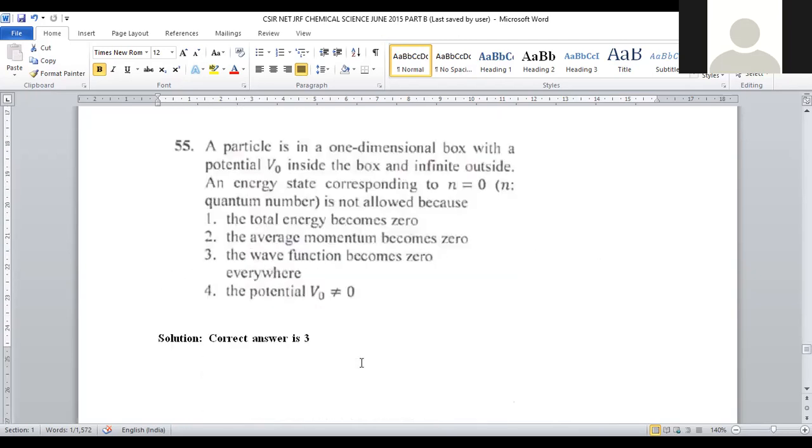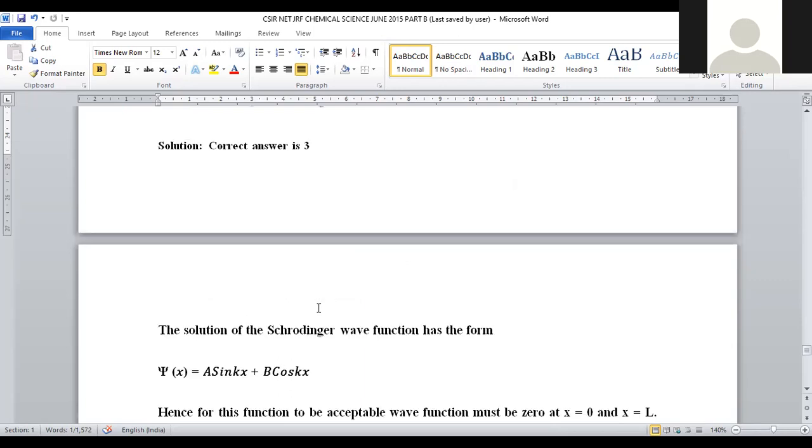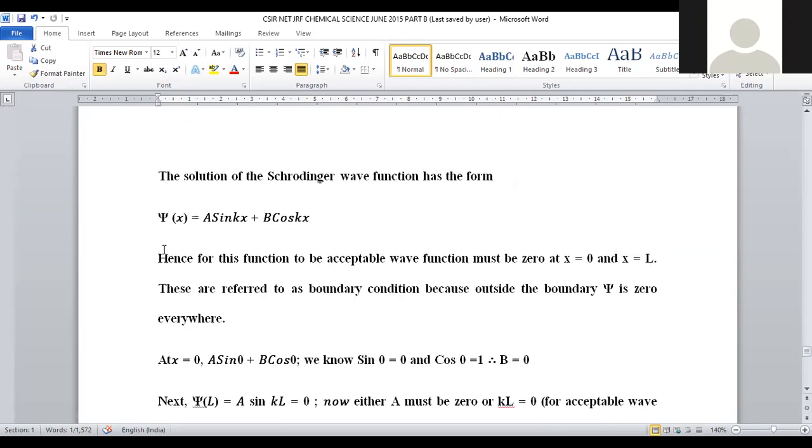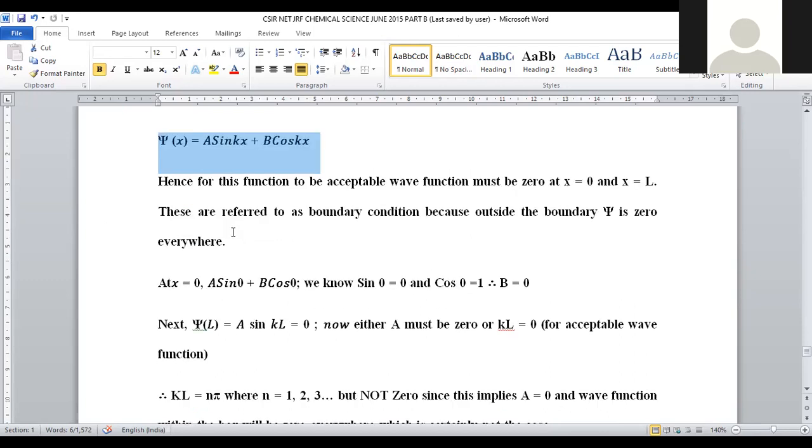Let us move on to question number 55. This is the last question of the series. A particle is in a one-dimensional box with a potential V0 inside the box and infinite outside. An energy state corresponding to n equal to 0, n being denoted as a quantum number, is not allowed. Why? Because the Schrodinger wave function is given as psi x equal to a sin kx plus b cos kx. This is the equation for the Schrodinger wave function in accordance with quantum mechanics.